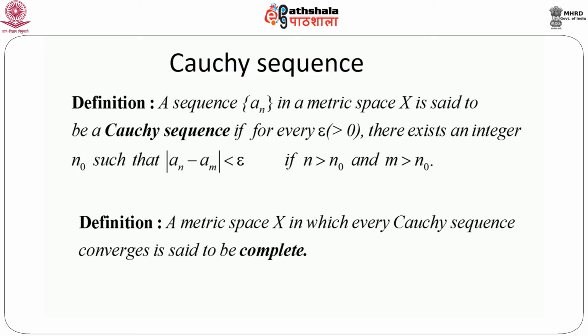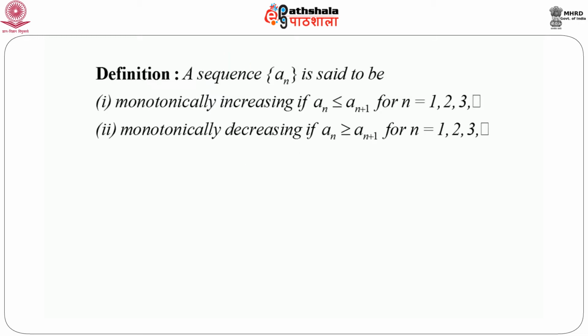Another definition of a particular type of sequence is the monotonic sequence. A sequence a_n is said to be monotonically increasing if a_n is less than or equal to a_(n+1) for n equals 1, 2, 3 and so on. This means that for n equals 1, 2, 3 and so on, we get the numbers a_1, a_2, a_3, and there is a fixed ordering among these numbers, like one is less than or equal to the next one, and so on.